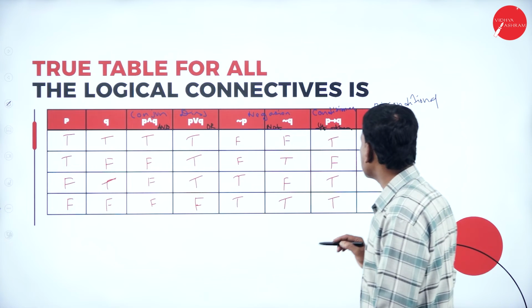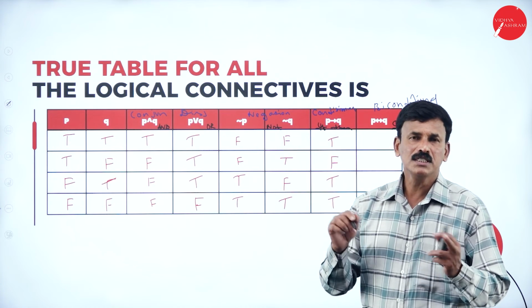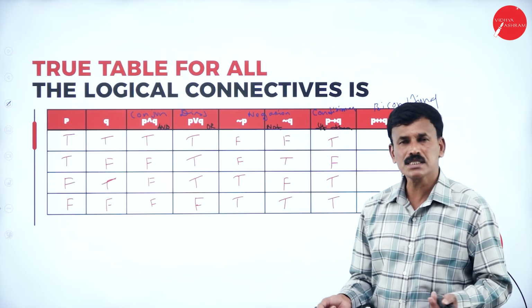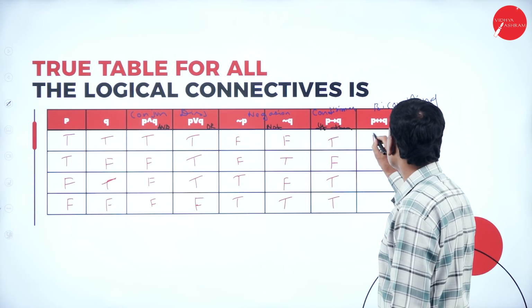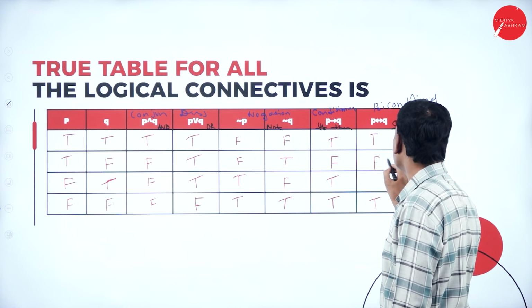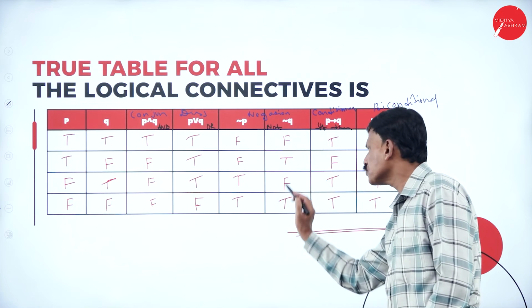Whereas in biconditional statement, if both statements are true or both statements are false, that is, if both have the same truth values, then it is true. In other cases, it is false. So, true and true is true. False and false is also true. In other cases, true and false is false. False and true is also false. This is how we are going to write the truth table.